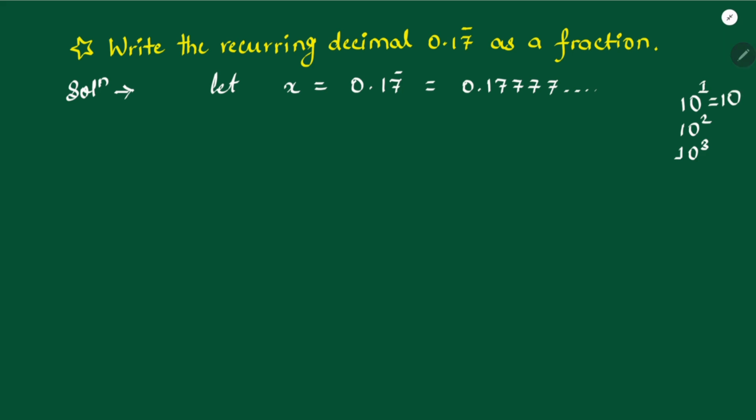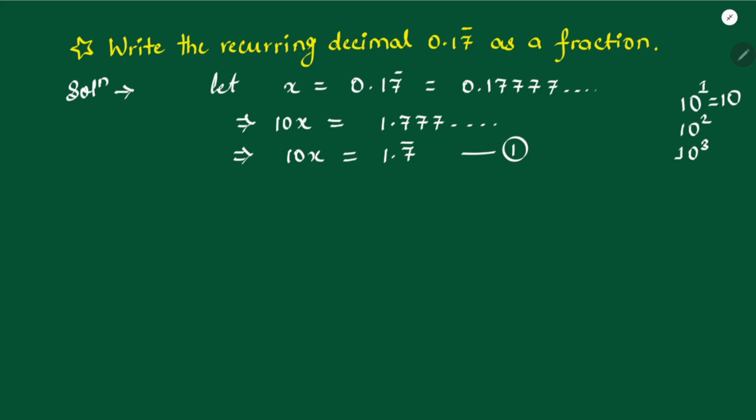So what we will do? We will multiply this equation, both sides, with 10. It will be 10x, and this one will be 1.777. Again, I can write this as 10x is equal to 1.7 bar. Let's call this equation 1.